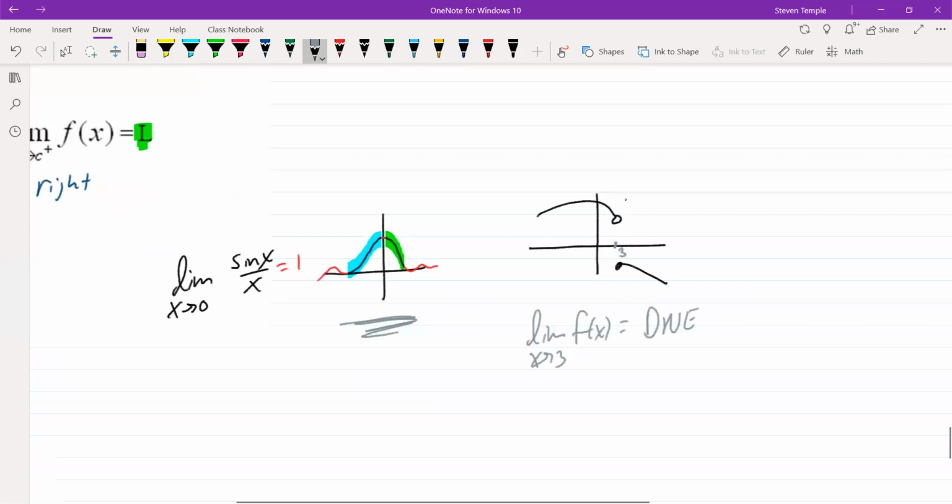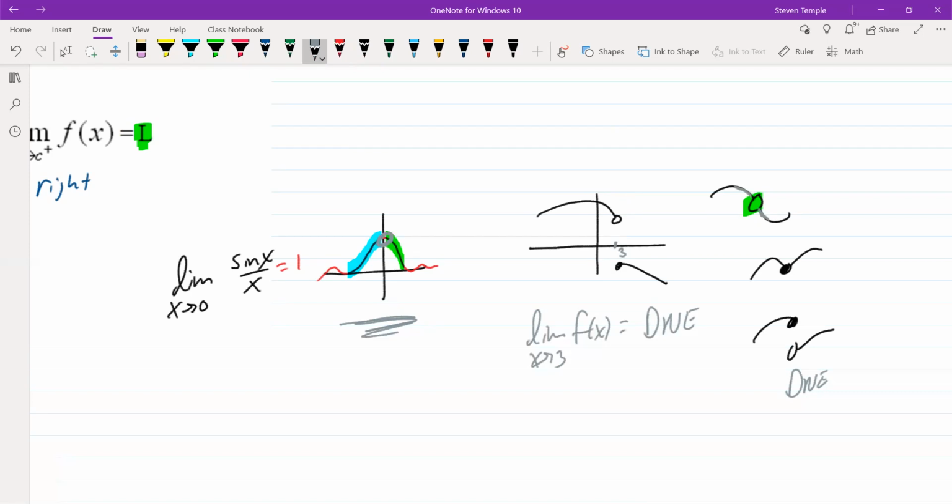If you have something like this, that limit does exist. If you have something like this, that limit does exist. If you have something like this, that limit does not exist. Think of it as these two strings have to connect. Even if there's a hole, the limit does exist. This would be a hole right here, and a hole right there, but it's connected. The right side and the left side are both converging to the same y value.